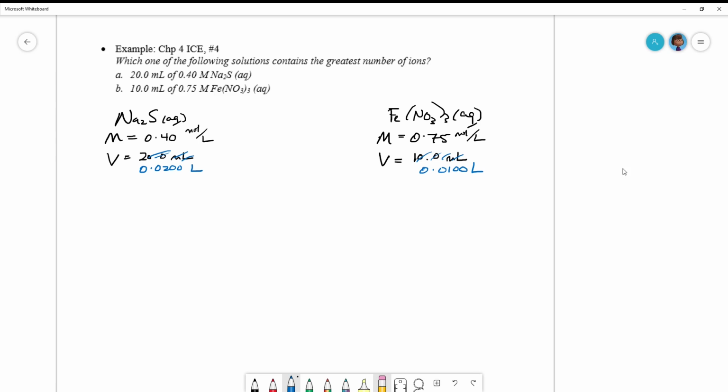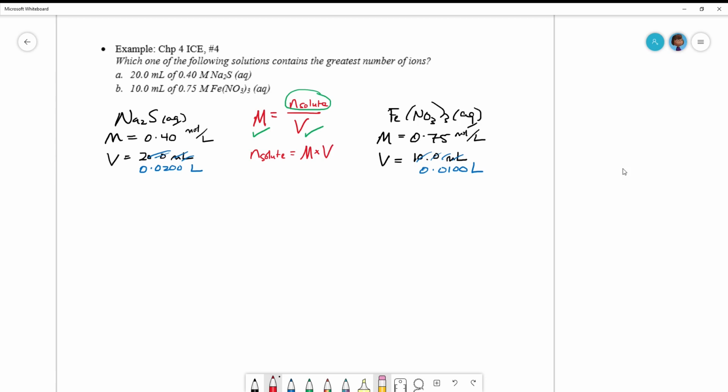Now, if we know the molarity of a solution and the volume of a solution, there's only one term missing in the molarity equation, and that is moles. So let's, of course, remember that molarity equals moles of solute over solution volume. Now, for both of these solutions, we know molarity and we know volume. And so what we can solve for is moles of solute. Now, how does this equation rearrange? Well, moles of solute would be equal to molarity times volume.